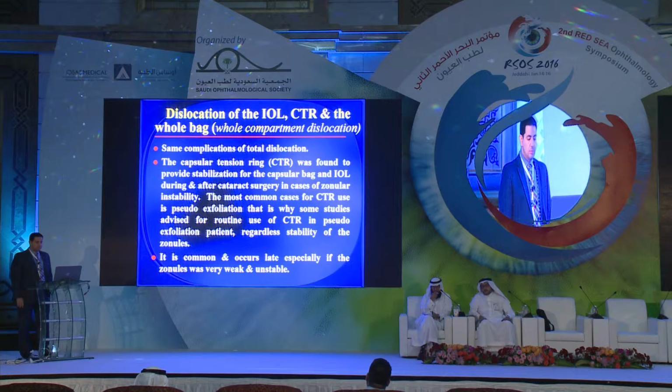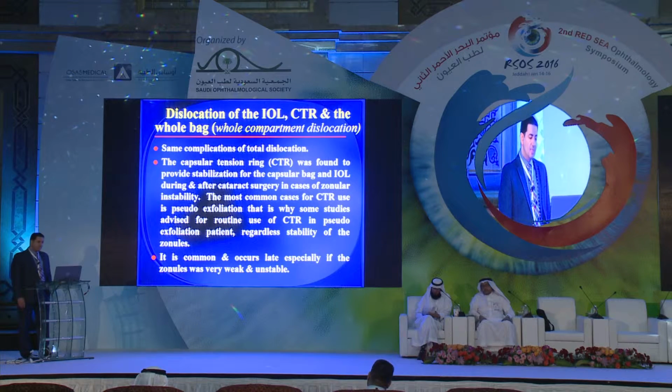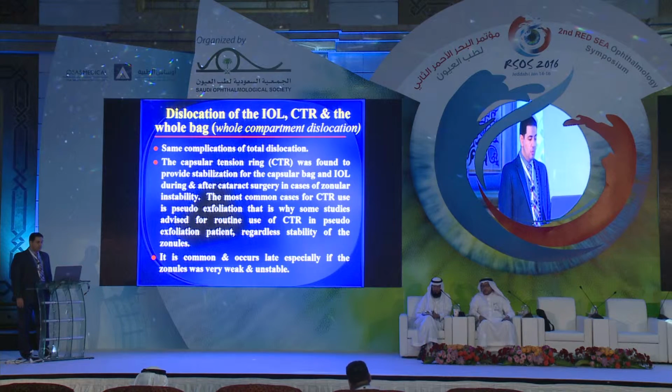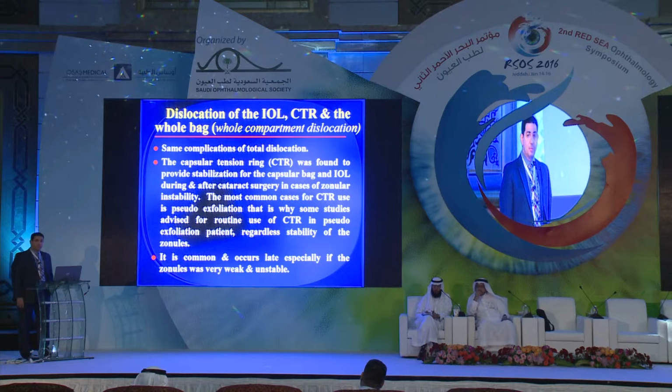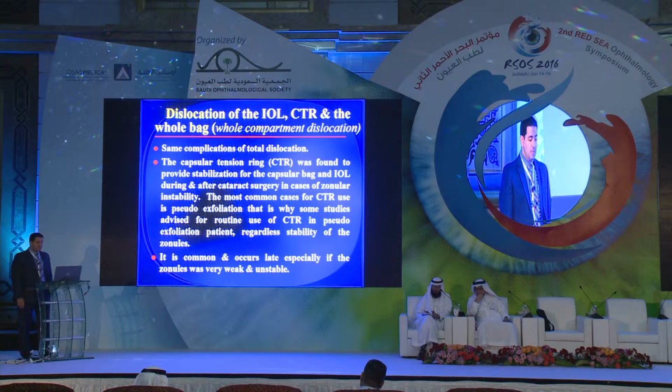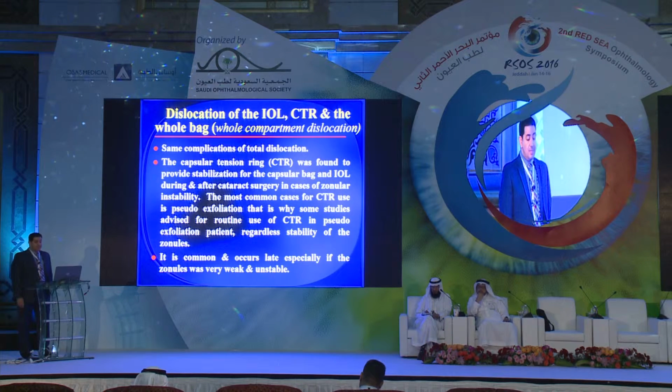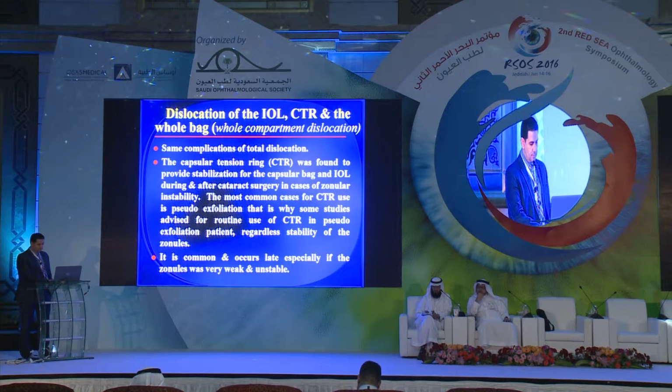Dislocation of the IOL with the capsular tension ring and the whole bag is what we call whole compartment dislocation. It has the same complications as total posterior dislocation. The capsular tension ring was found to provide stabilization for the capsular bag and the IOL during and after cataract surgery, especially in cases of weak zonules. The most common use of the capsular tension ring is in pseudoexfoliation cases. That's why some studies advised routine use of a capsular tension ring in pseudoexfoliation cases, regardless of stability of the zonules. This dislocation is common and occurs late, especially if the zonules are very weak.